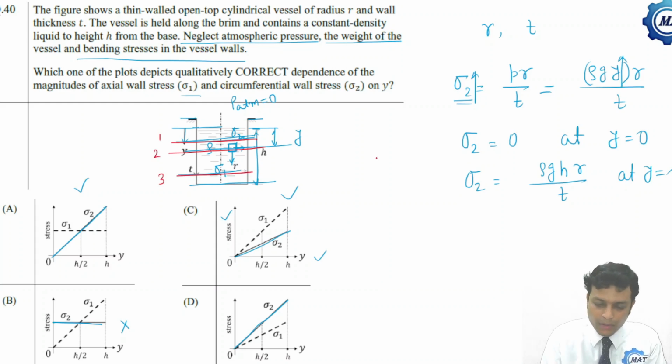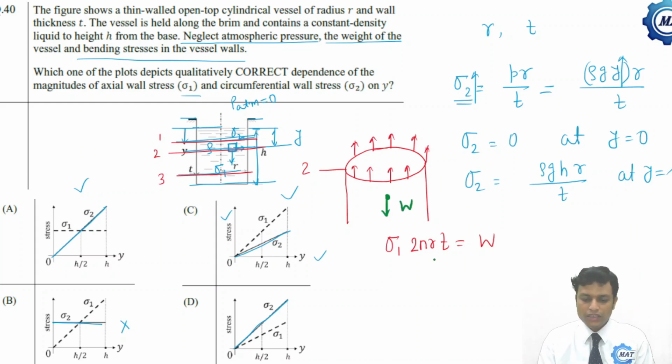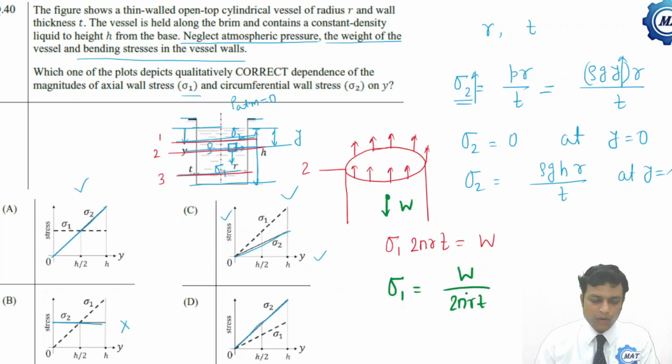In any section, what about the sigma 1? If I draw the 3D view, if this is the vessel, at any section these are the sigma 1, and that will always balance the weight. That is, sigma 1 into 2 pi RT is the weight of the liquid. So sigma 1 will balance the weight. If I take any section anywhere, the value of sigma 1 is always W by 2 pi RT. That doesn't vary with the pressure. So sigma 1 is constant.